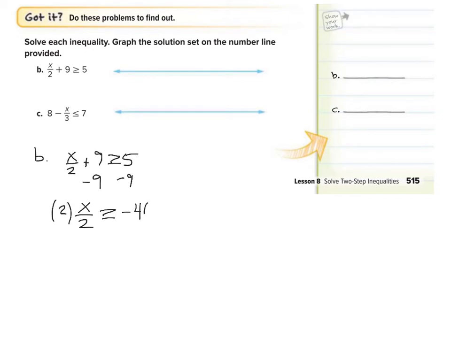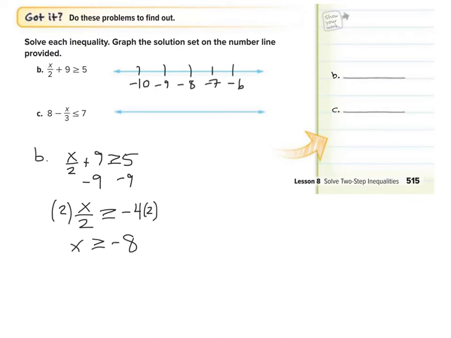Multiply by 2 to get x by itself. 2 times x over 2 is just x, is greater than or equal to negative 4 times 2, which is negative 8. So I know I had a negative there, but because I multiplied by a positive on both sides, I still kept the sign the same. So now I'm going to graph it. Negative 8, negative 7, negative 6, negative 9, negative 10.